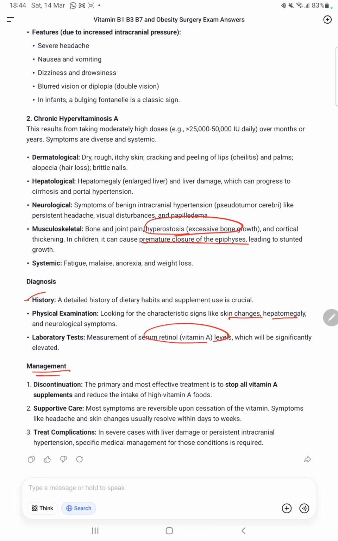Then management. So management is discontinuation, stop all the vitamin A supplements. Supportive care is given, cessation of the vitamin, and treat the complications like liver damage or persistent intracranial hypertension. Otherwise, there is no specific antidote for this. So this is all about the nutrition as well.